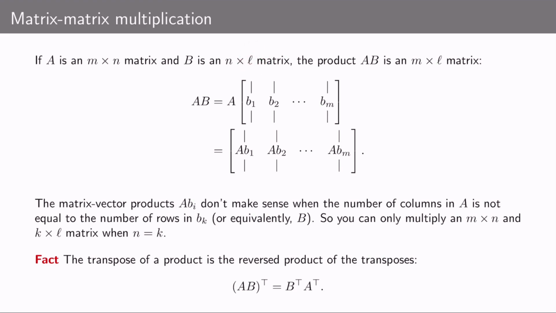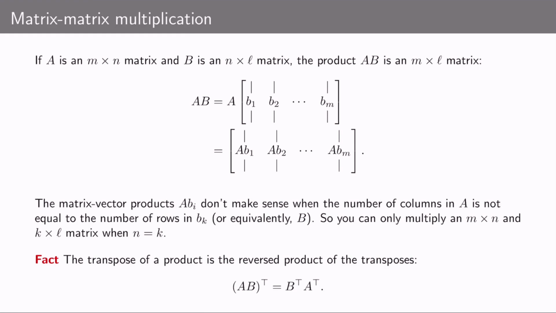Well, we can think about it if we break down B into its columns. So if we take the columns of B, here B1, B2, all the way up to BL, then the columns of AB are just the columns of B acted on by A. So the first column of AB is going to be A times B1. The second column of AB will be A times B2, etc. So this is kind of a nice way of thinking about matrix multiplication.